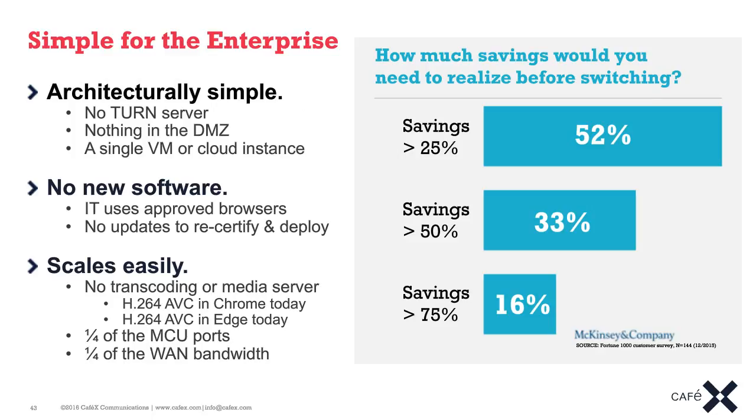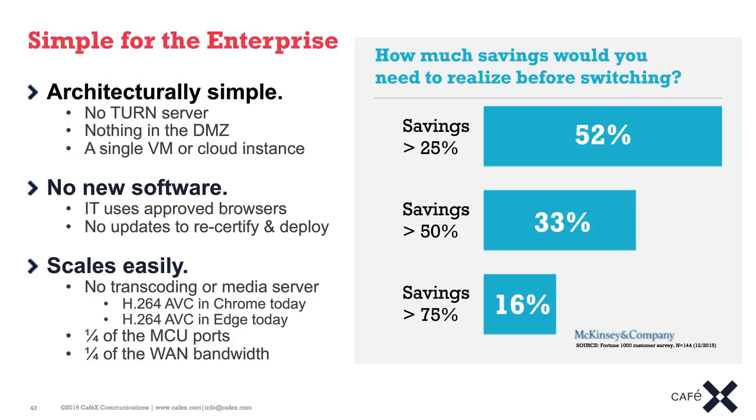Chime is architecturally simple, so there's no turn server. It's one single server. It's really easy to deploy. There's no new client software that you need to deploy down to each and every endpoint, every platform that's out there. Those laptops simply use their browser that you have authorized and done.